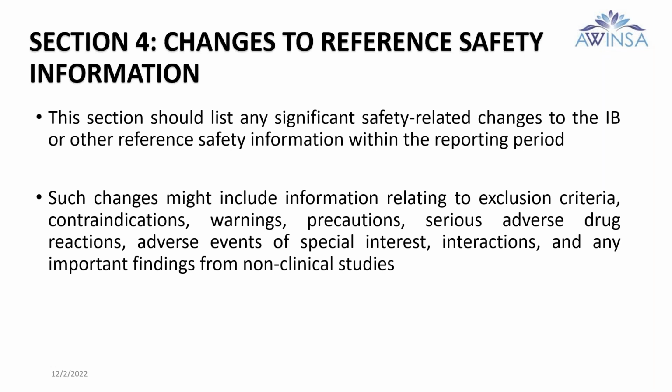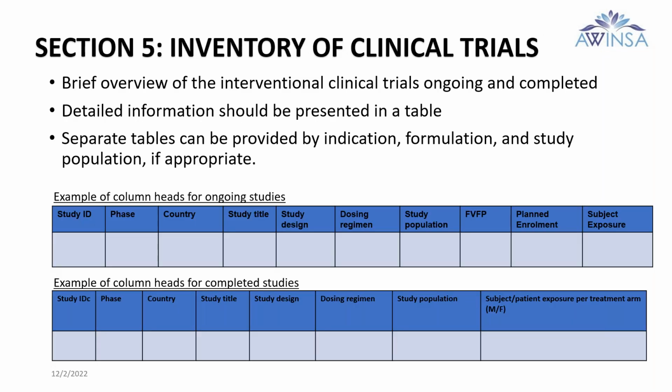So if we are preparing the DSUR on a yearly basis, then in the next DSUR cycle, if we see that a new serious adverse reaction is becoming a part of the RSI table, such changes have to be highlighted in the reference safety information. Similarly, if there's an increase in the frequency of already existing serious adverse reactions, that also needs to be highlighted in the changes to the RSI section. And of course, there are other sections like contraindications, warnings, precautions, adverse events of special interest, or drug interactions. They are also part of the reference safety information. So if there are any changes related to these sections, they have to be captured in the changes to the reference safety information.